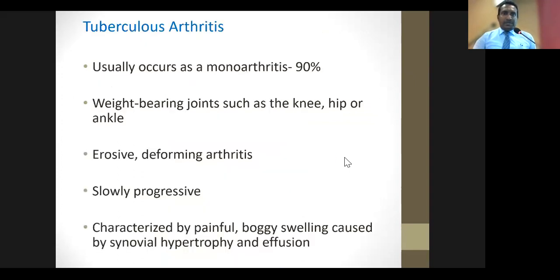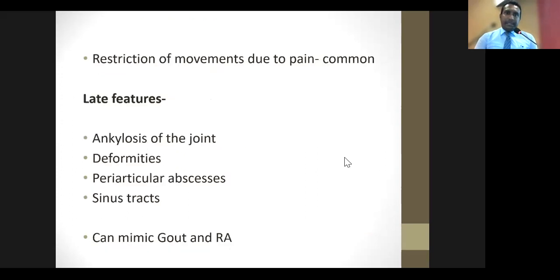Tuberculous arthritis usually occurs as a monoarthritis 90% of the time. Around the weight-bearing joints like knee, hip, or ankle, it can be a very erosive, deforming arthritis, but slowly progressive, characterized by painful boggy swelling caused by synovial hypertrophy. And there can be restriction of movements due to pain. If the disease goes untreated, then as late sequelae, there can be ankylosing of the joint, deformities, and abscesses and sinus tract formation to the skin.